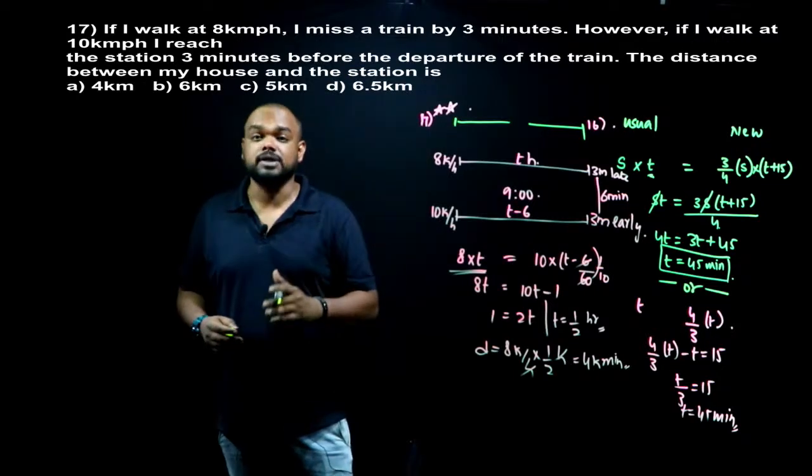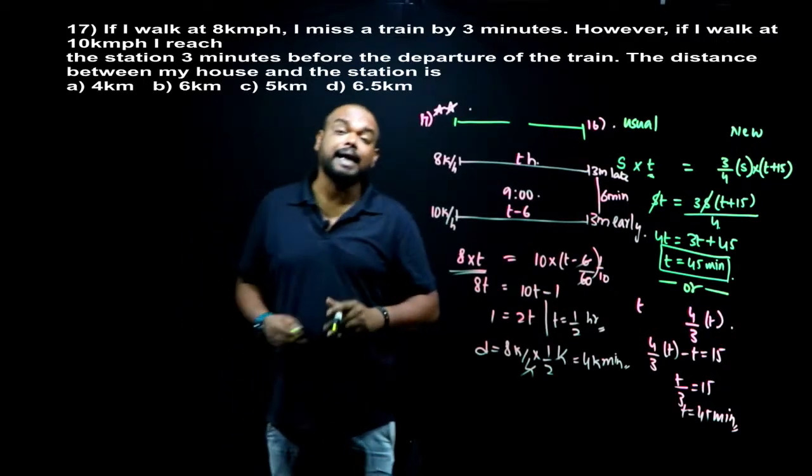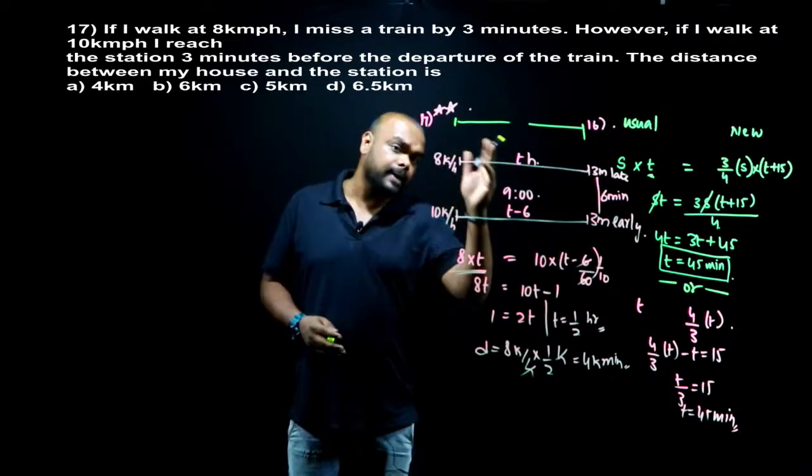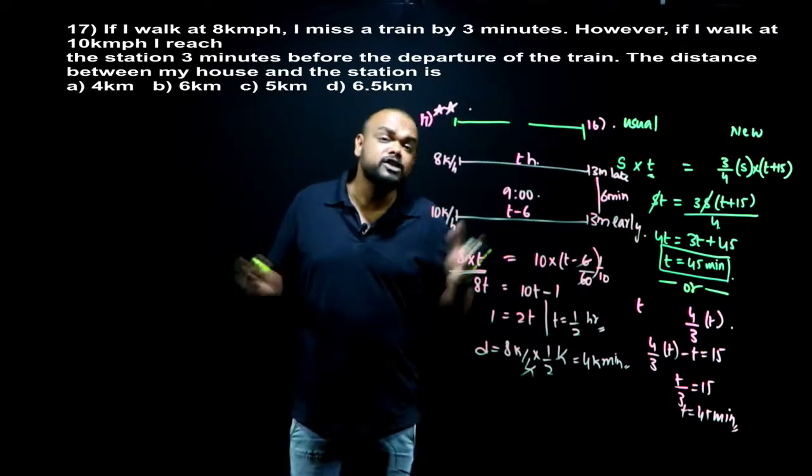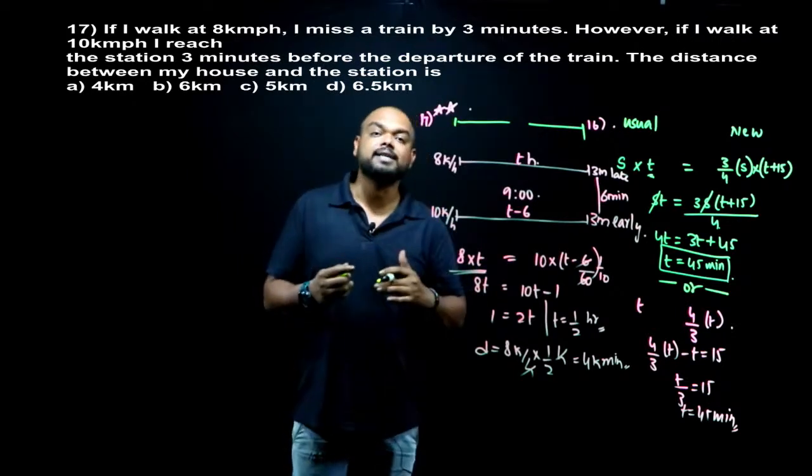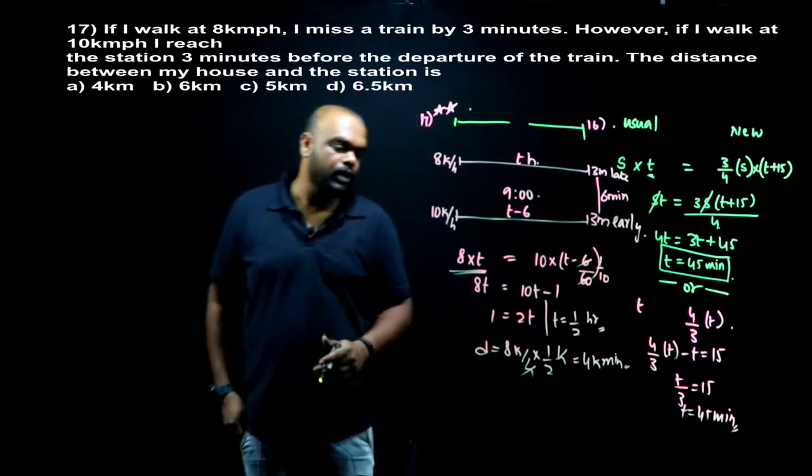We will assume some distance. We will see whether it is the right distance or wrong distance. If that is the right distance, we'll take it as the answer. If that is wrong, from the wrong answer, we'll derive the right answer. How to do that? Let us see. Okay? Observe.